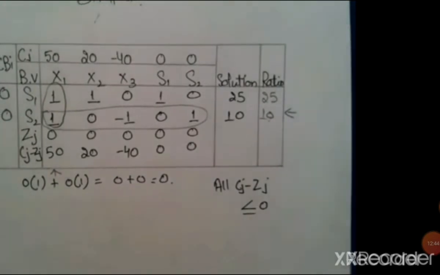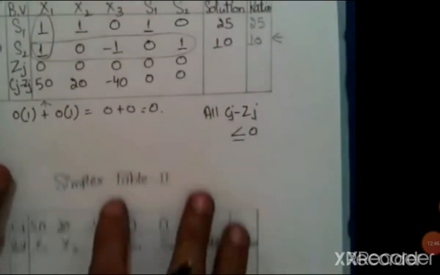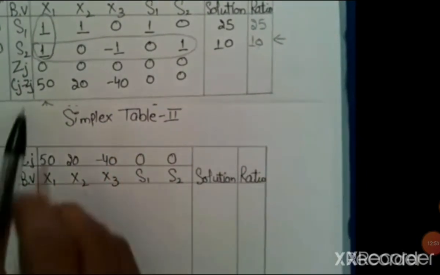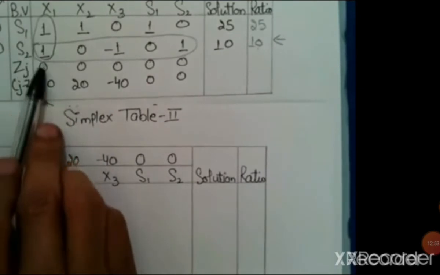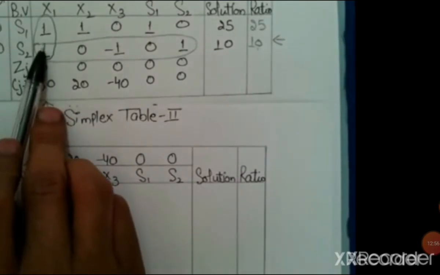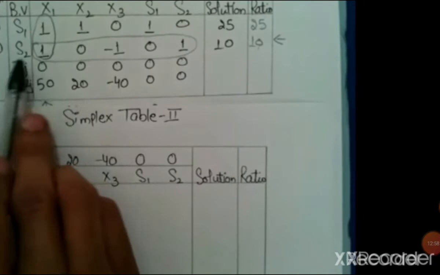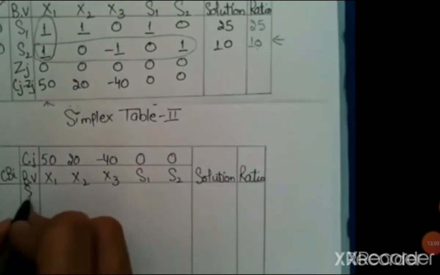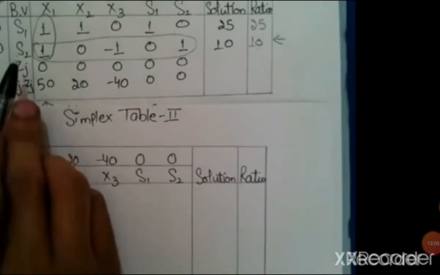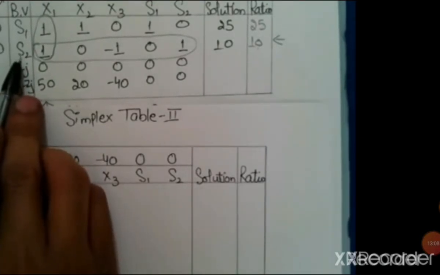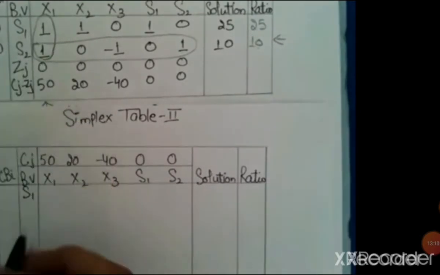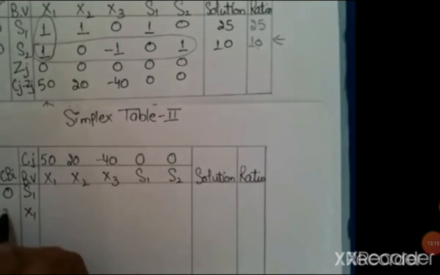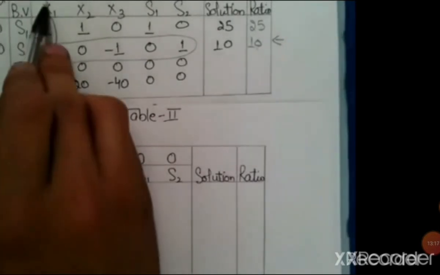In the next step, we should prepare one more table, as it is not optimal. Keep Cj, the coefficients of the objective function, the same, but S2 will be replaced with x1. The key element should be 1 in the next table. So S1 keep as it is. Instead of x2, write down x1. So x1 is the entering variable, so the coefficient of x1 is 50.